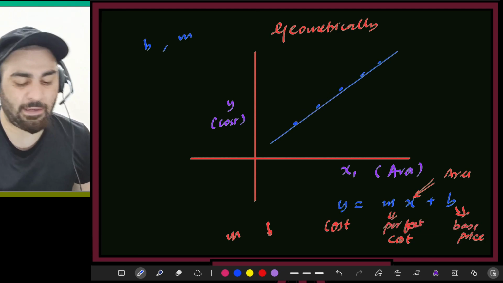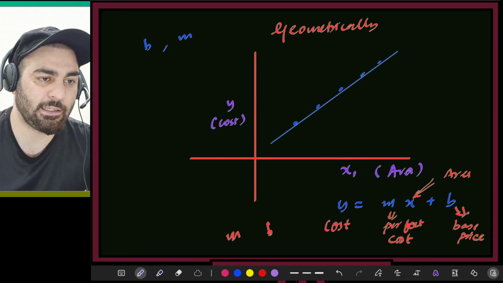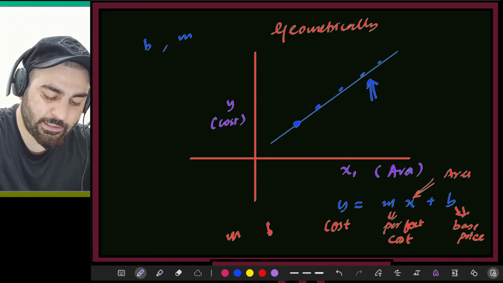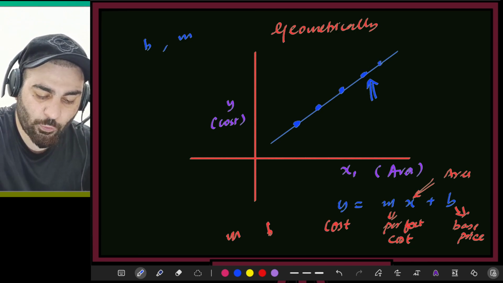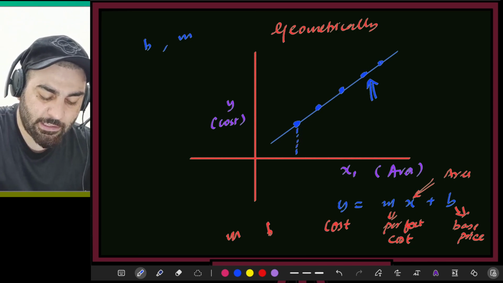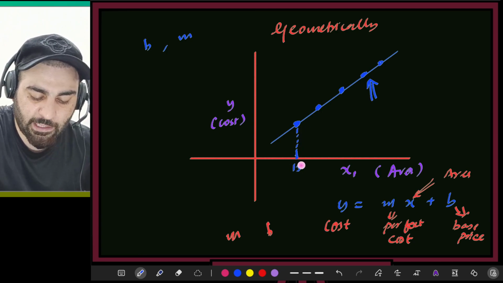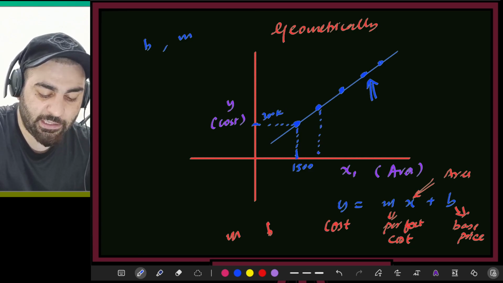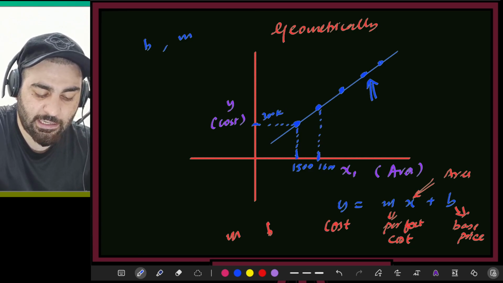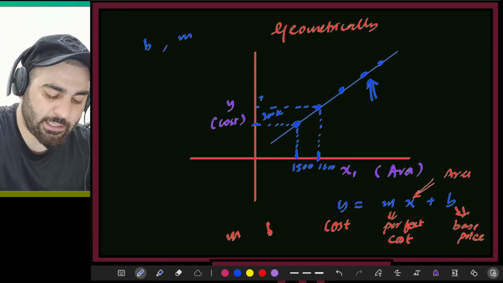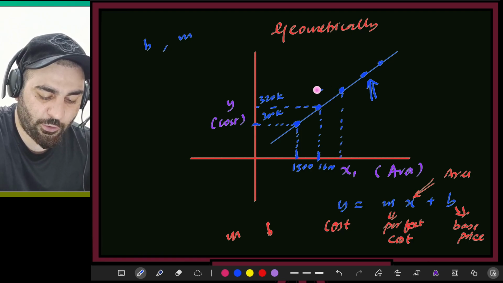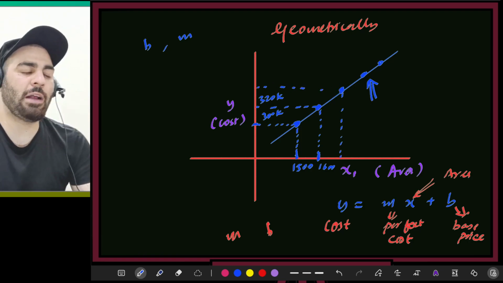It would not be permanent. Let's suppose this is the line that is there, and you try to fit it to these data points. Let's suppose the first point is 1500 square feet, and the cost is around 300k. My second data point is 1600, and the cost over here is 320k. Similarly, this is my 1700 point, and the cost is 340k. This is how I'll show it geometrically.